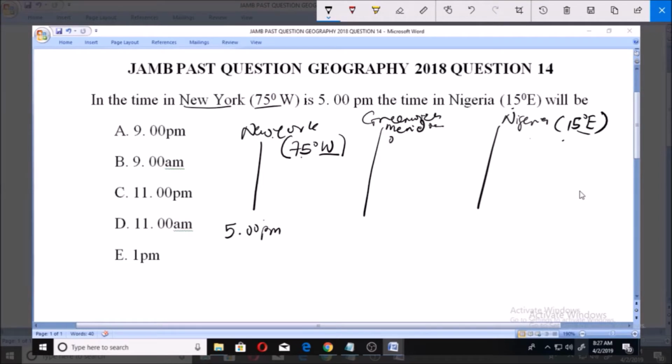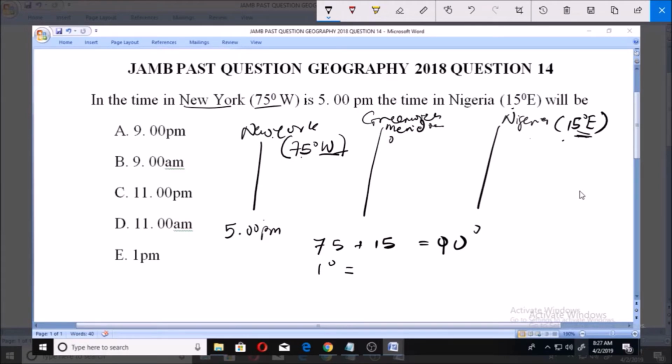Now we know that whenever one location is ahead of the other by 1 degree, that is equivalent to 4 minutes. So if we are having 15 degrees, it's going to be 15 times 4, which is 60 minutes, which is equivalent to 1 hour. So 15 degrees is actually equivalent to 1 hour.